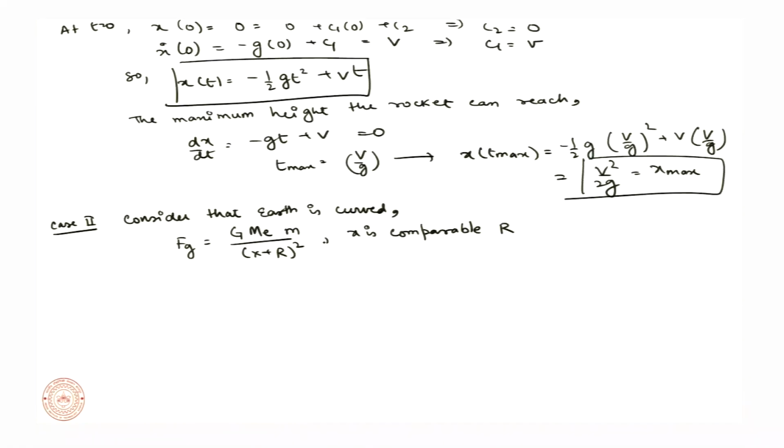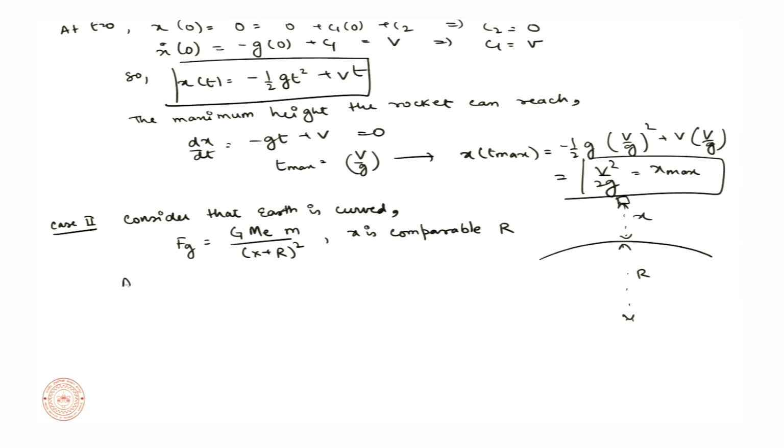Okay. So, now the rocket is being launched, and x is the distance of the rocket from the surface of the earth. Say this is the earth's surface, from the center this is r, and say the rocket is over here, then this distance is x. This distance is r. So, from the surface of the earth, we have projected x up, and the radius of the earth is r. So, G M e m by x plus r whole square.